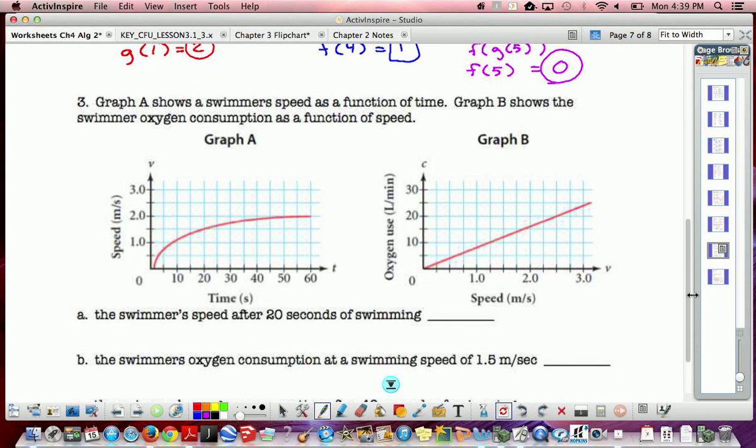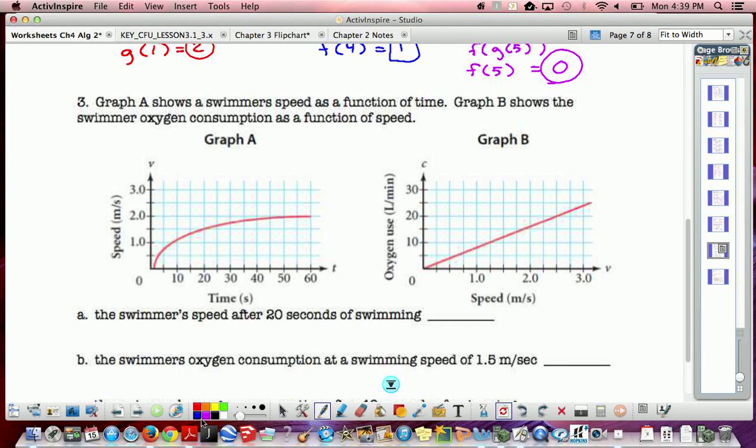That takes care of number 2. Number 3. Love this problem, because it's talking about swimming. What else is new with Mr. Bartz? So, number 3 says here, graph A shows a swimmer's speed as a function of time. So as time is increasing, you can see their speed starts to level off. Graph B shows the swimmer's oxygen consumption as a function of speed. So as they're going faster and faster, of course, they're going to consume more and more oxygen.